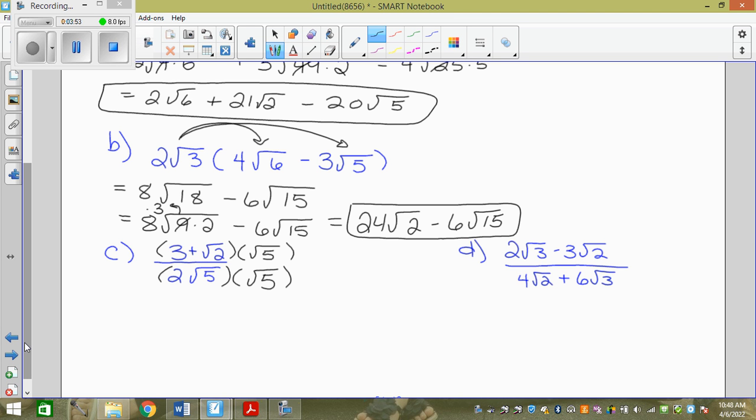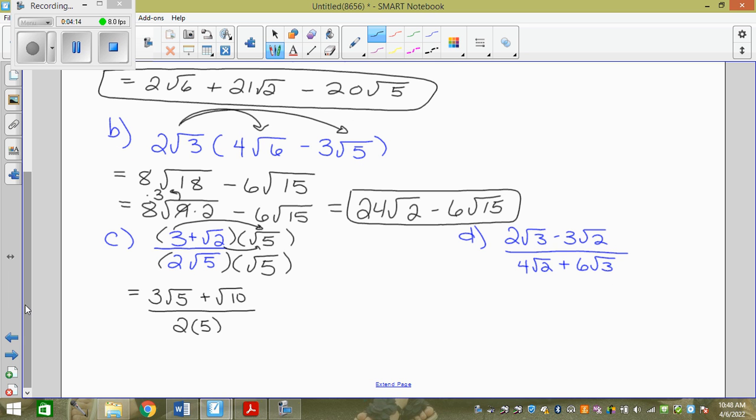Then I have to distribute my numerator because it's a binomial. So I go 3 times root 5, which is 3 root 5. And then plus root 2 times root 5, which is root 10. Over 2 root 5 times root 5, which is 10. So I'm going to get 3 root 5 plus root 10 over 10.